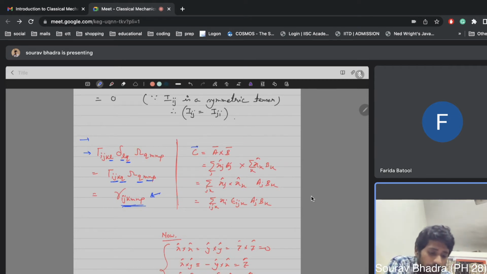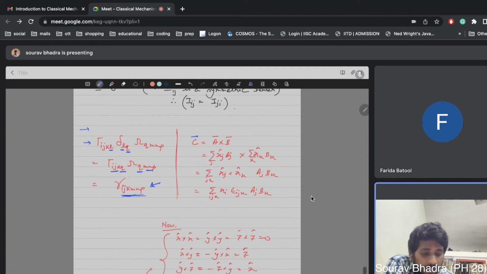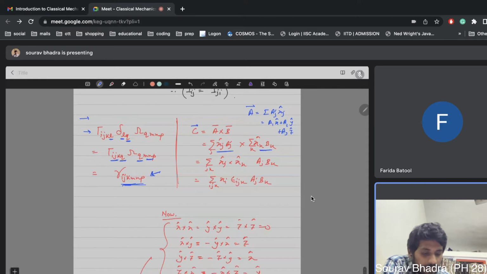Suppose a quantity C, which is actually the cross product of two vectors A and B. A can be written as Aj xj, where Aj are the values and xj are the unit vectors. It is like this: A1 x cap, A2 y cap plus A3 z cap. Generally, how we write a vector. I have written it in this summation form, in this index form, and B has been written as bk xk. And we are doing the cross product.